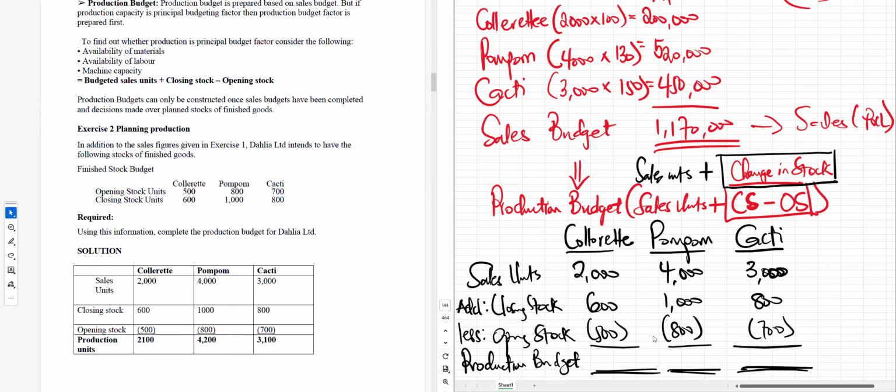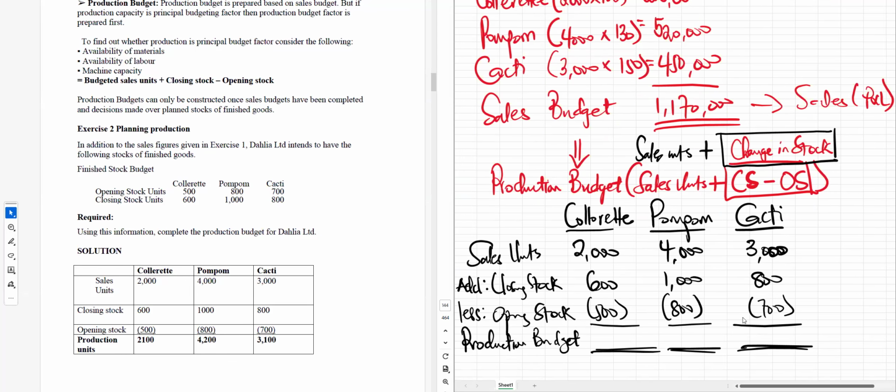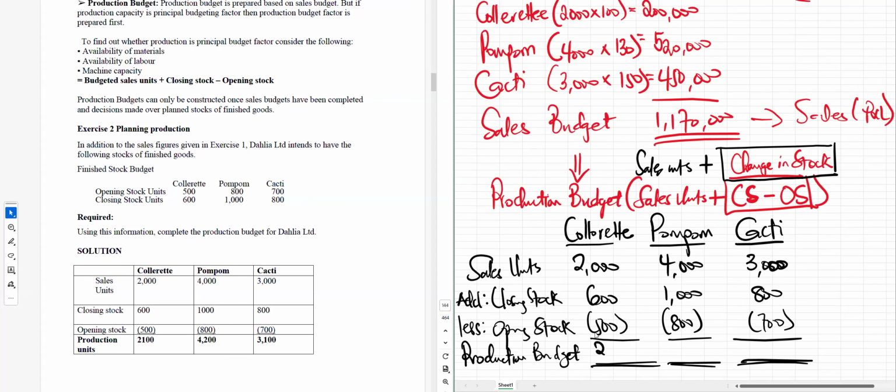You didn't give me the figures, so I've been waiting. Colorette is 2,100. Then this one, 4,200. And 3,100. Okay, good. So that's the production.